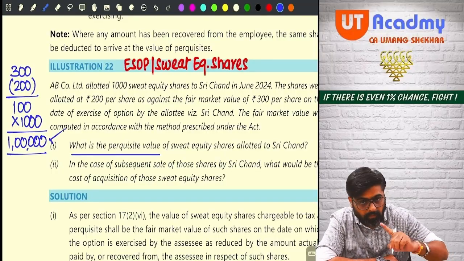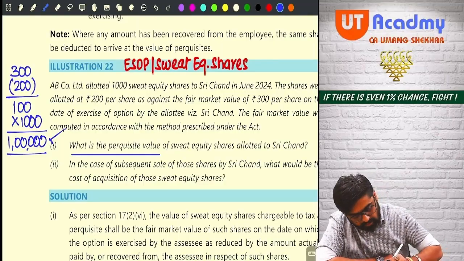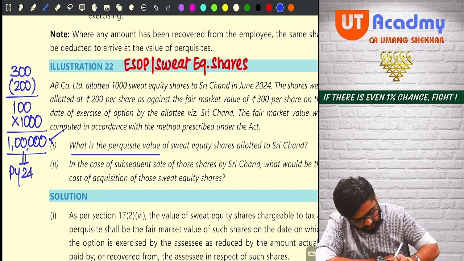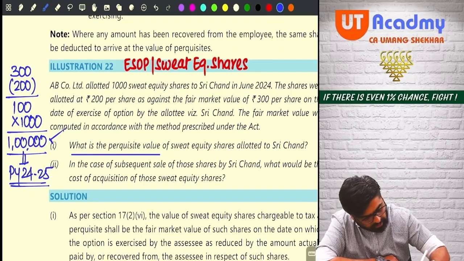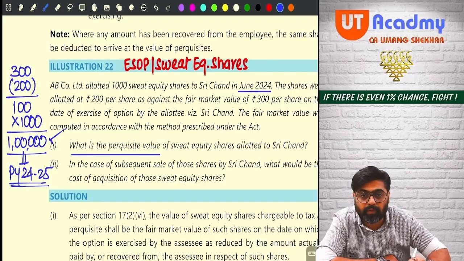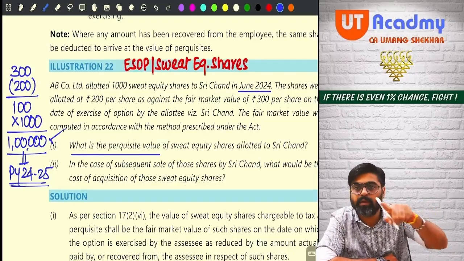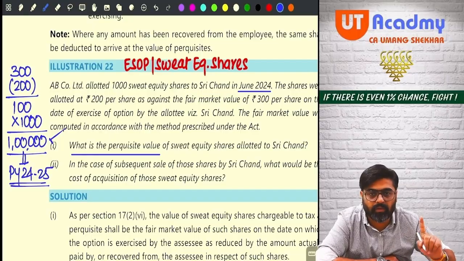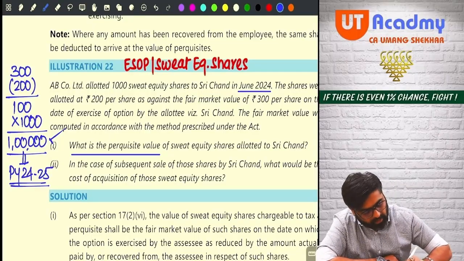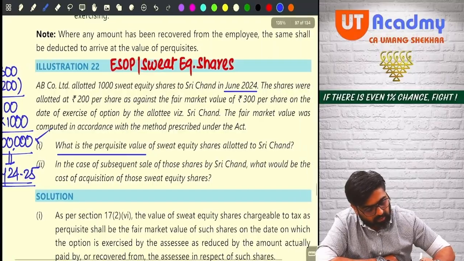Yes or no? And when will this 1 lakh be taxable? This will be taxable in the previous year 24-25, because these shares are allotted to you in June 2024. That is previous year 24-25. So this 1 lakh will be taxable in previous year 24-25. Getting my point, everyone?